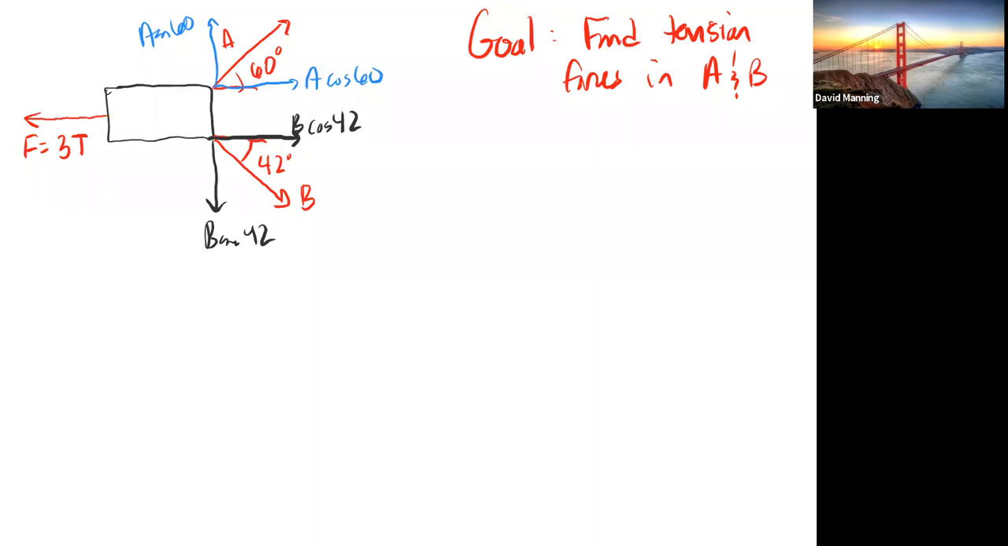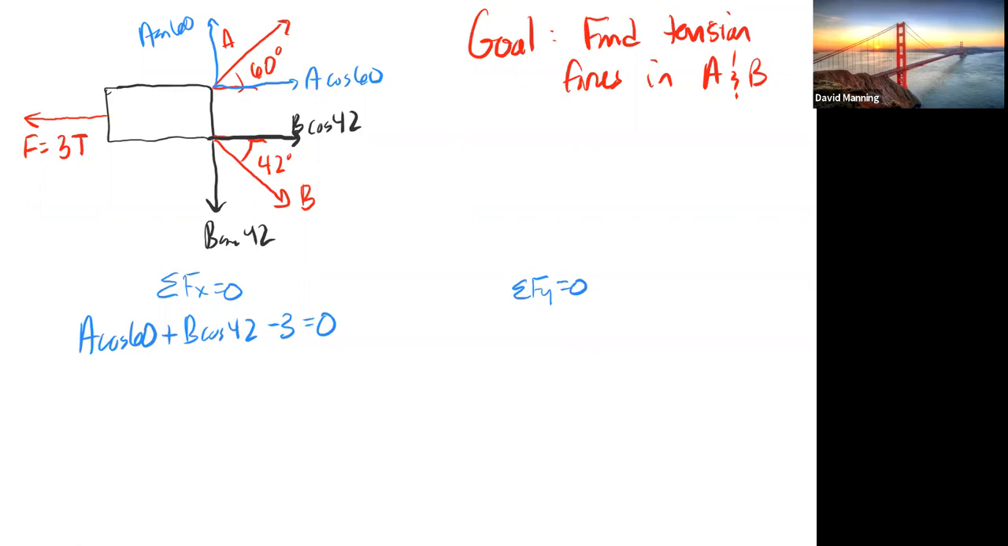And now we want to solve this problem. Remember, we have two equations. We have the sum of the forces in the x equals 0, and the sum of the forces in the y equals 0. Those are our two equations. We go up to our picture and we figure out what forces are acting in the X. So we look at our picture, we see, all right, those are our X forces. So I have A cosine 60 plus B cosine of 42 minus 3 equals 0.